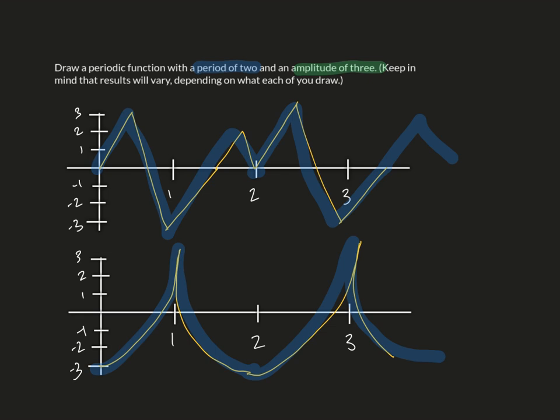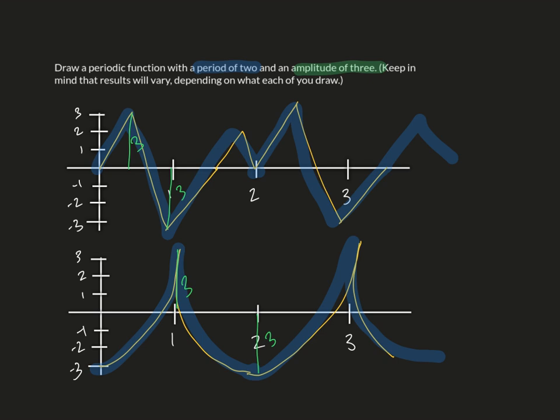I kept the midline the x-axis just because I wanted to keep it as easy as possible. So you notice from the x-axis to the maximum on this one, that's a height of 3. From the minimum, that's also 3. And again, the bottom one to the minimum is a height of 3, and that maximum is also a height of 3. So there's a couple different ways you could do these. Yours probably looks completely different than mine.